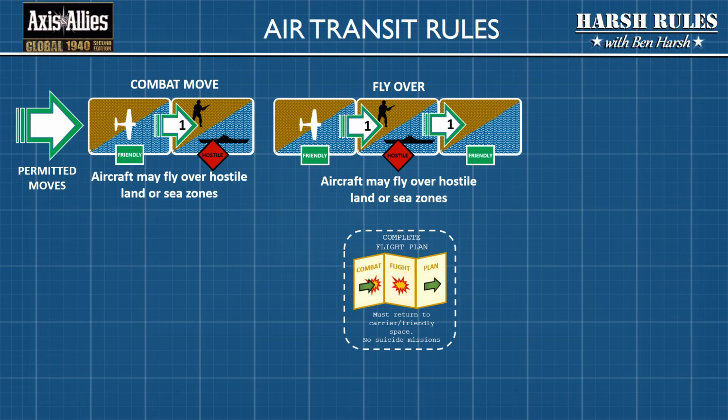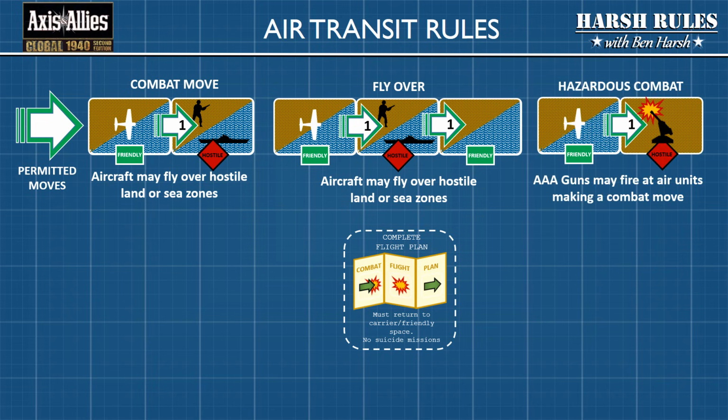A player cannot declare a destination that is currently hostile and hope the upcoming combat phase will make it friendly. Be aware that aircraft making a combat move are subject to anti-aircraft fire. In my own games, I house rule this to include flyovers as well, but the actual rules state otherwise.